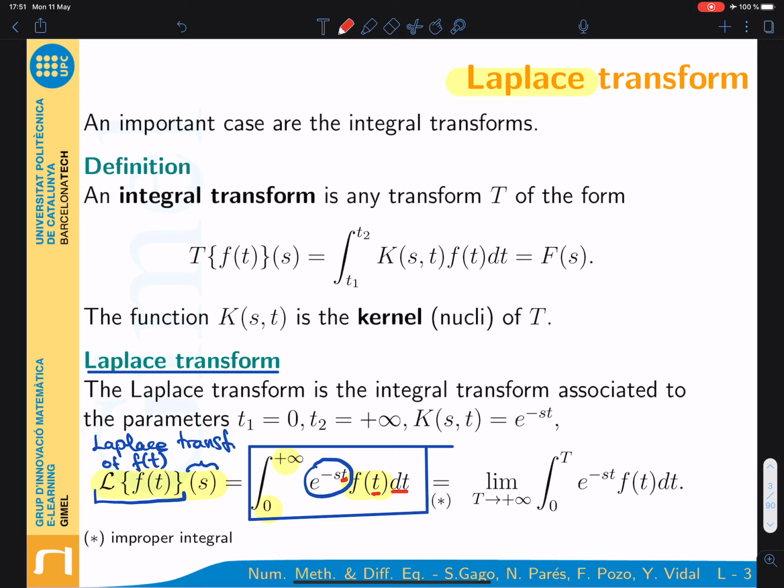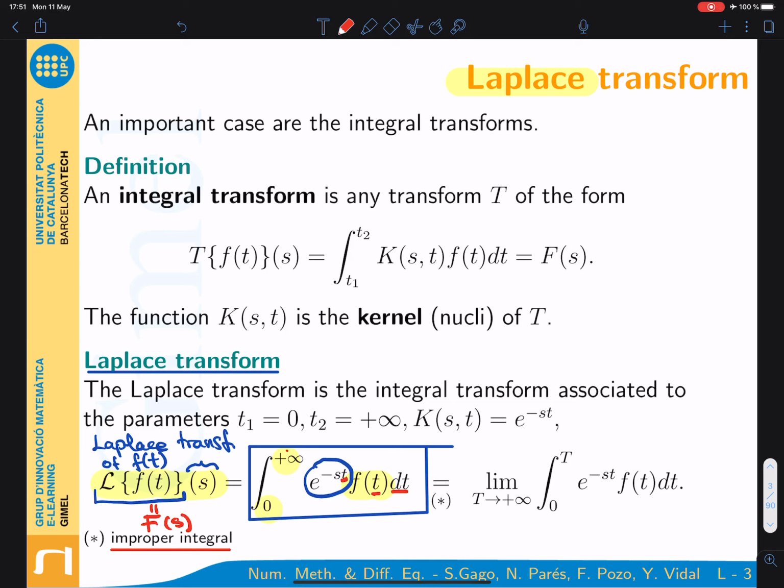Another very used notation that I like a lot is to say that this is equal to capital F of s, which is much shorter. So capital F means the Laplace transform of the small case f of t. Okay? So this is the definition. Okay? The Laplace transform is defined using an improper integral. That's very important.